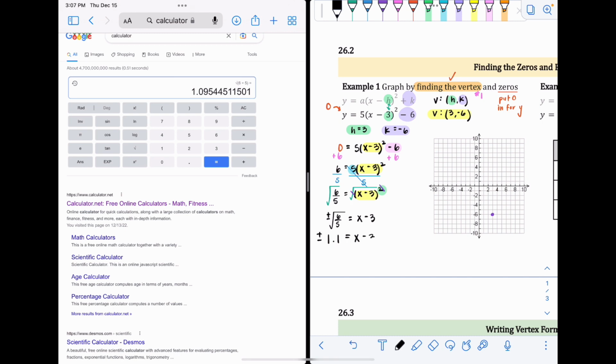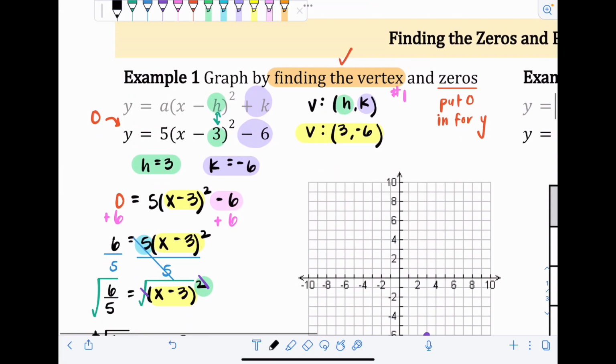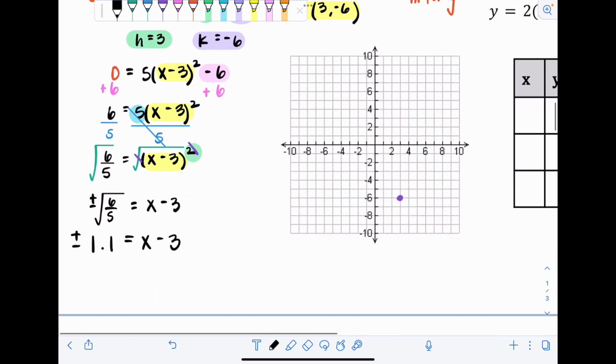That's equal to x minus 3. And then we don't really need the calculator anymore, so I'm going to try to get rid of it. I'm not very good at this though. Oh, it kind of worked. Okay, so the square root of 6/5 is about positive or negative 1.1.